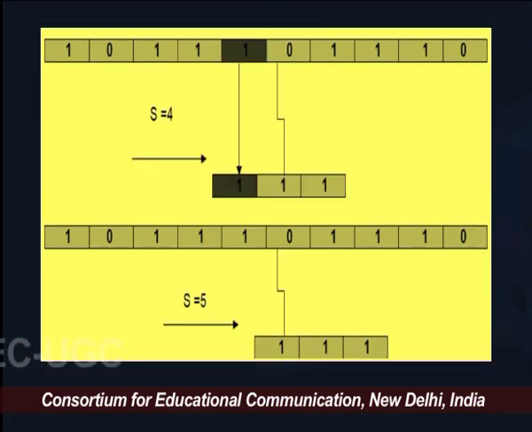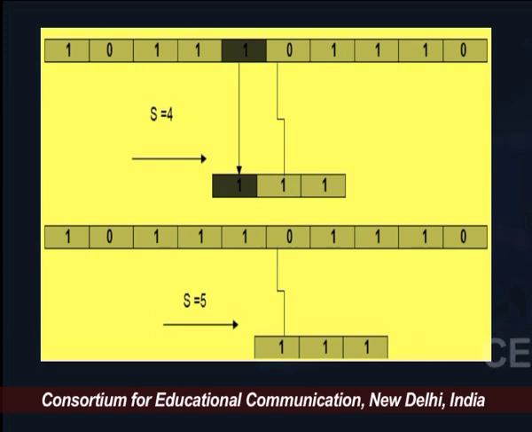Now we will have S equals 4. In S equals 4, we have only one character matching. That one character is the first character of your pattern matching with the 5th character of the text. Moving forward with the counters, now we have 0 and 1, which are certainly not matching. That means S equals 4 is not a valid shift.